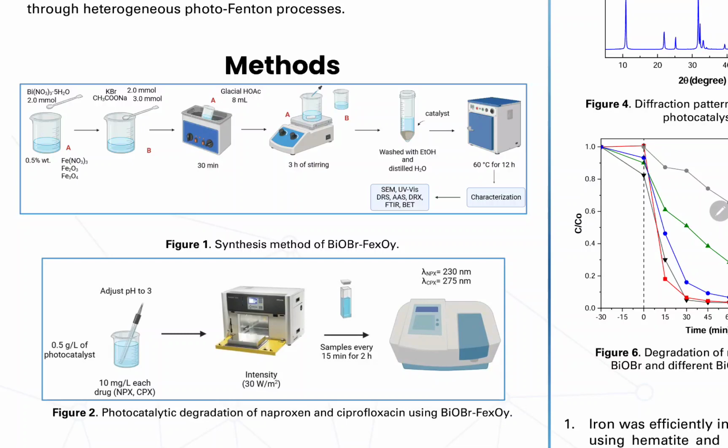After this time, it is placed in the solar simulator at an intensity of 30 watts per square meter, and samples are taken every 15 minutes for 2 hours. Each sample is read in the UV-vis spectrophotometer at a maximum wavelength of 230 nanometers for naproxen and 275 nanometers for ciprofloxacin.